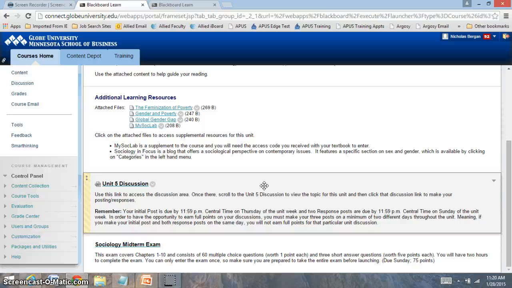Now, the midterm exam is going to be covering chapters 1 through 10. It's going to consist of 60 multiple choice questions and 3 short answers, and they're going to be worth 5 points each. You have 2 hours to complete the exam, and there's no late exams accepted in the course. So it's very important to make sure that you focus on completing your exam on time, because no one will be allowed to take the exam late, given the late policy.